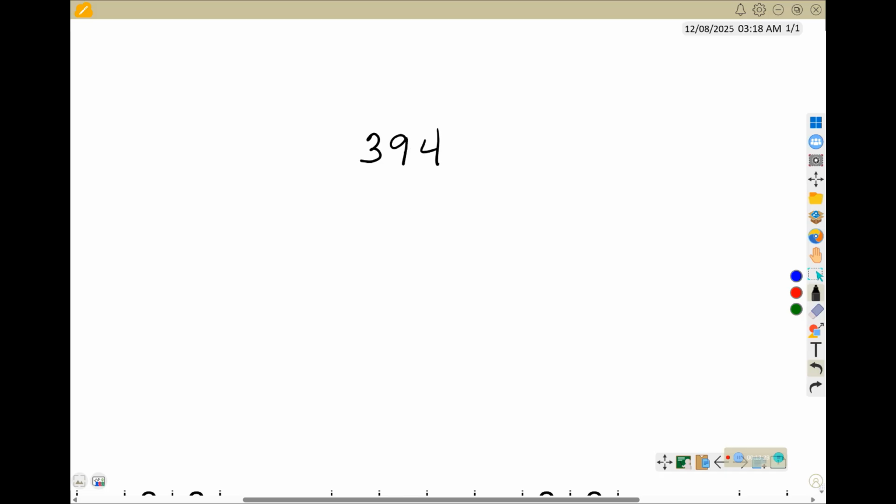394 times 66. First, I'm going to treat it like it's normal. 6 times 4, 24. The 4 goes on the right, the 2 goes on the left. 6 times 9 is 54, plus 2 is 56. 6 times 3 is 18, plus 5 is 23.